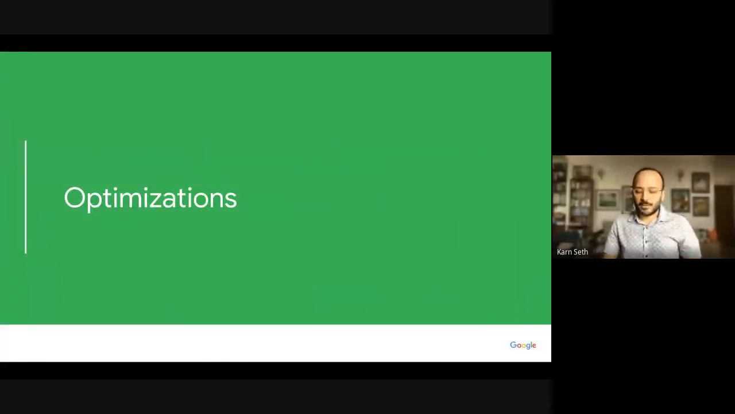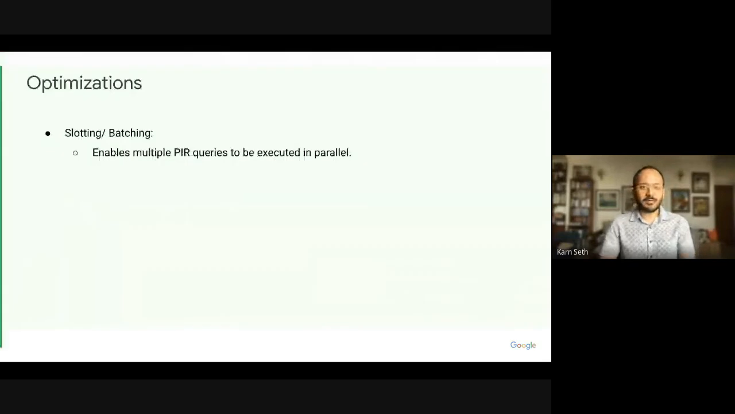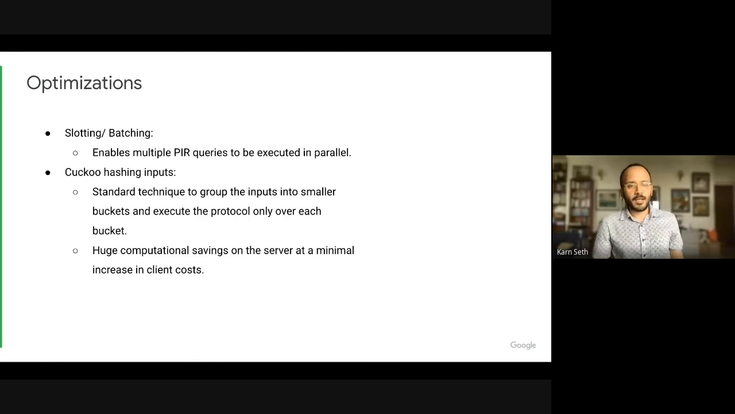And our construction also has several optimizations. Note that we described everything just for a single key value pair. But in fact, you can get huge benefits by doing multiple key value pair queries in parallel. This is a well-known technique used in PIR and keyword PIR, which uses slotting and batching of homomorphic encryption schemes. Another well-known optimization is to cuckoo hash the inputs on the client side, which is a standard technique that allows grouping the inputs into smaller groups so that the PIRs are executed over smaller sets. This has the effect of inducing a huge computational savings on the server with some minor increase in the client's costs.